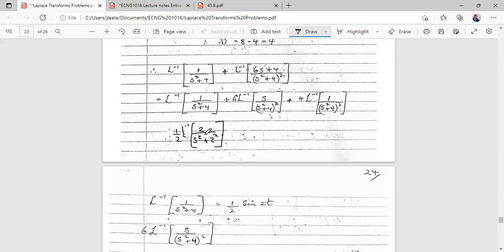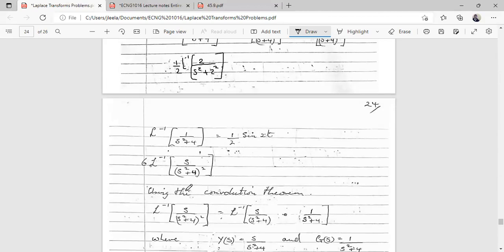So this inverse here is sine 2t. So you have to multiply it by your half here. So that is what you got here: a half sine 2t. This one here, the Laplace inverse of s over s squared plus 4 squared, right? This one is a little more complicated. So you have to use this theorem called the Convolution Theorem.